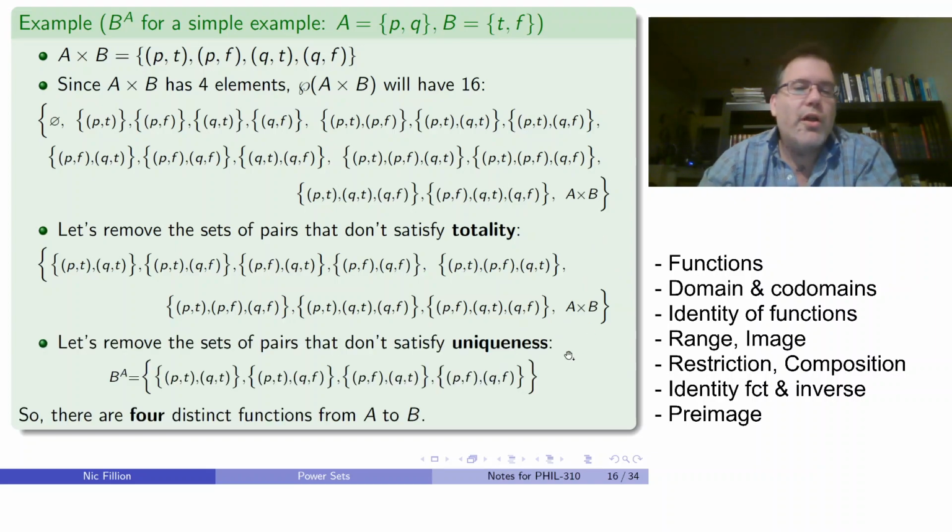So out of the 16 relations, the ones that satisfy both totality and uniqueness are those 4 sets of ordered pairs. And the set B to the power A, namely the set of all functions from A to B, is precisely that set that contains 4 sets of ordered pairs, that is to say, 4 functions from A to B.